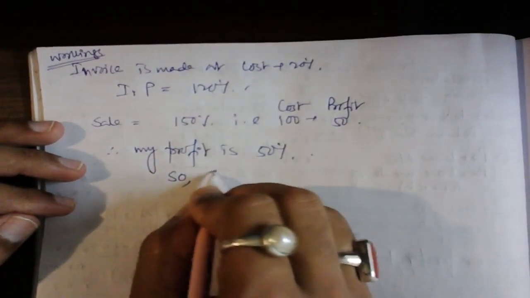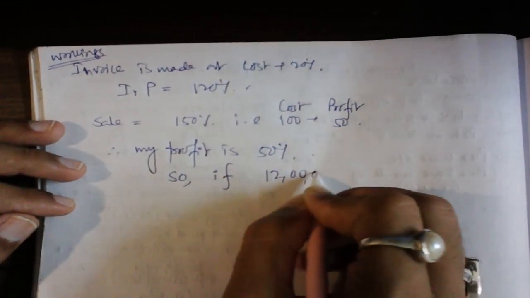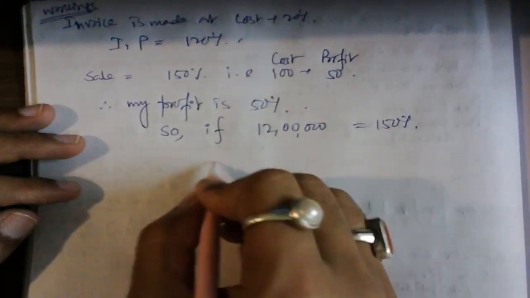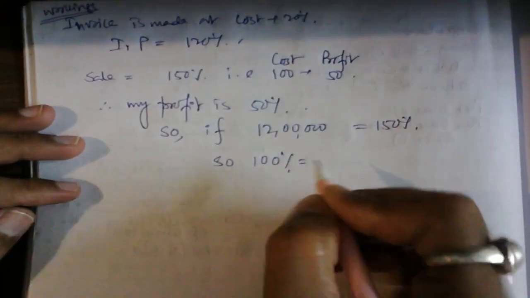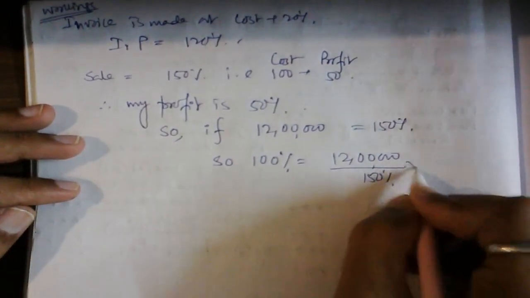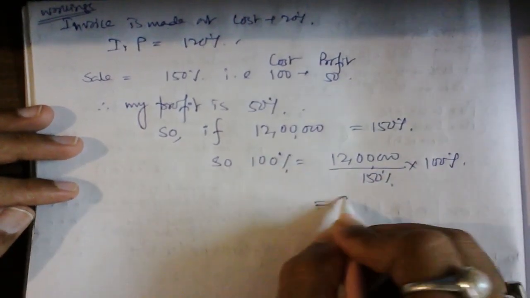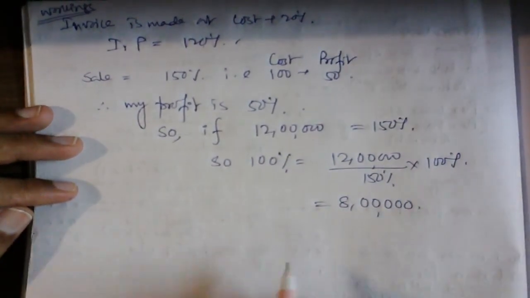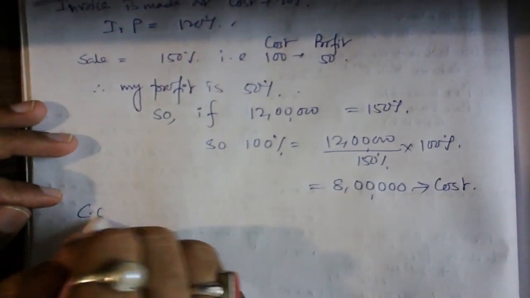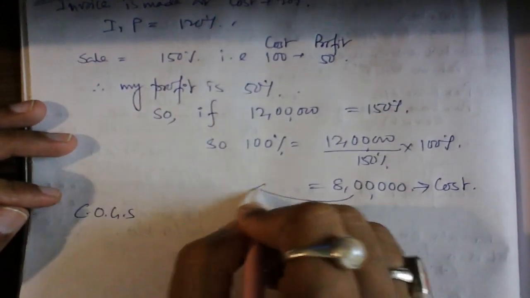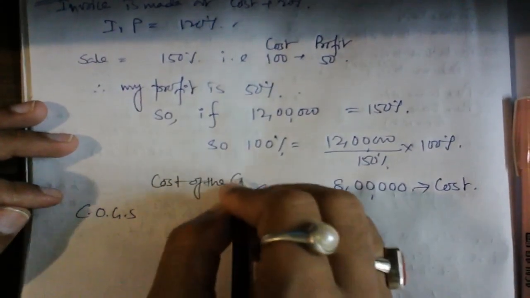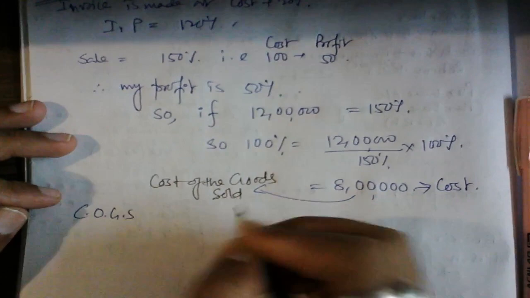So if sale price 12 lakh is equal to 150%, I can write easily, what about the 100%? 12 lakh is equivalent to 150%. So what will be the 100% value? It means 8 lakh. Perfect. Which is nothing but your cost. So if cost means it is nothing but my COGS, cost of the goods sold. Perfect.